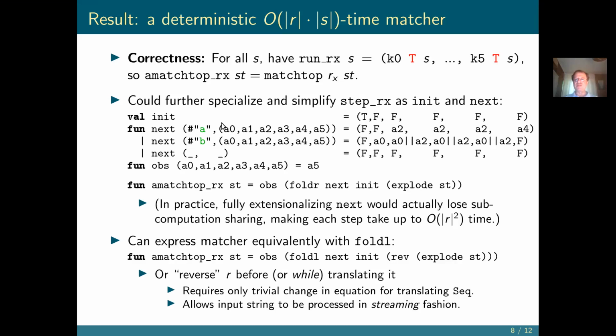And it turns out when that character is A, we're computing this function of the old, or previous, results. And when the character is B, we compute this function with some ORs in it. And if it's any other character, all the continuations return false. So we have this all false tuple, and we're still extracting the A5 bit. So we can write this as a fold and compute what we expect.